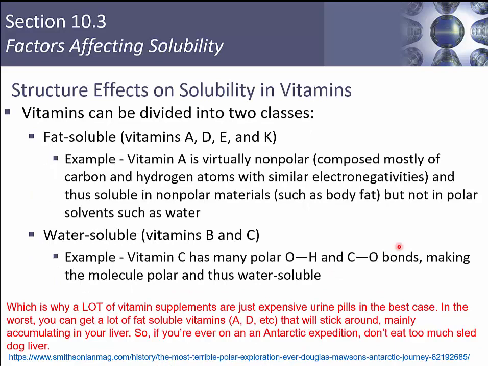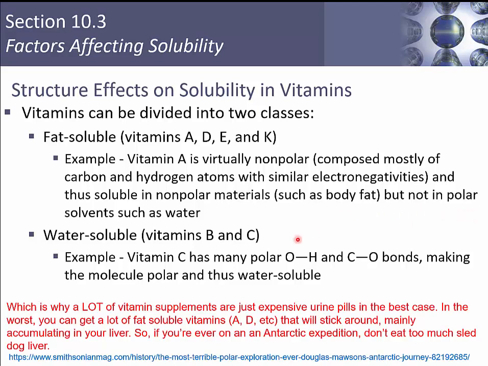So let's look at some of the structural effects of solubility on vitamins. Vitamins, like we said, can be divided into two classes. Fat soluble, those are our nonpolars, A, D, E, K. So vitamin A is virtually nonpolar, composed of mostly carbon and hydrogen atoms with similar electronegativities, and thus soluble in nonpolar materials such as body fat, but not in polar solvents such as water.